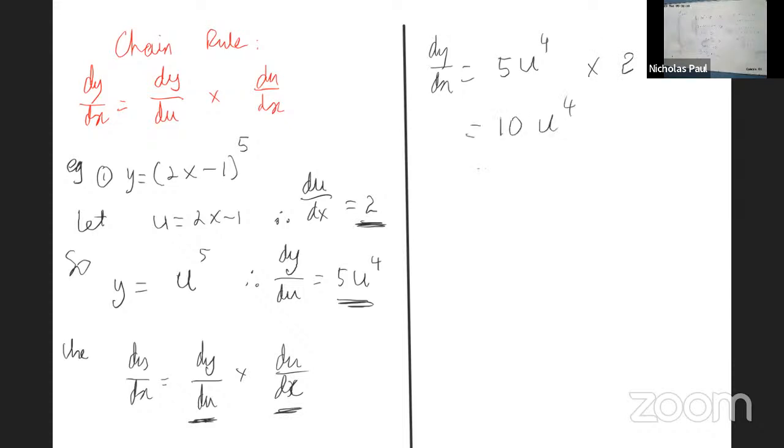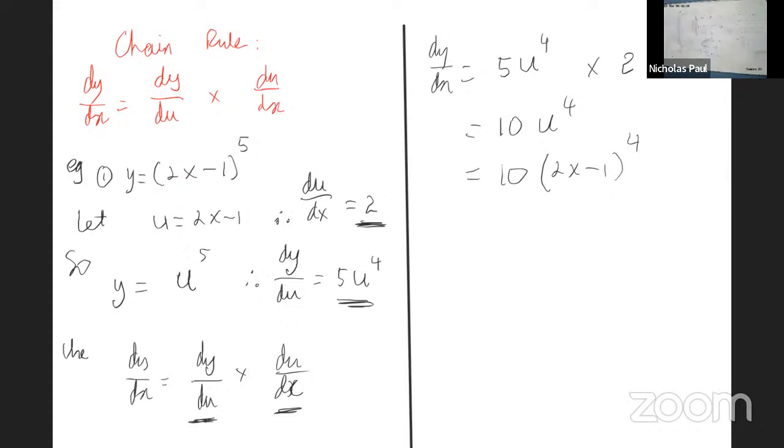But you can't leave your answer like that. You have to replace u, and you write in 2x minus 1 to the power of 4. That's it. It's a long way for the shortcut method I showed you before. It's a little bit long.